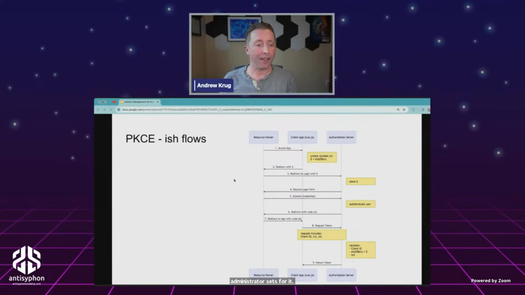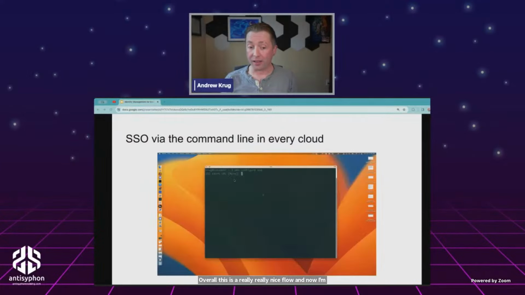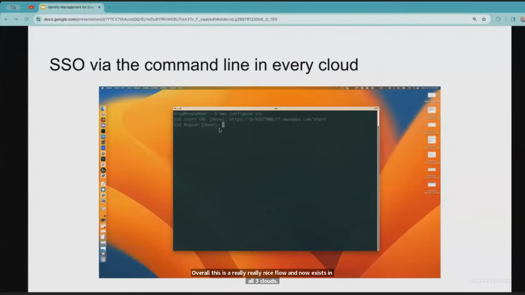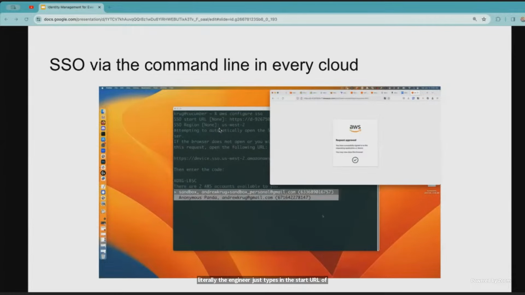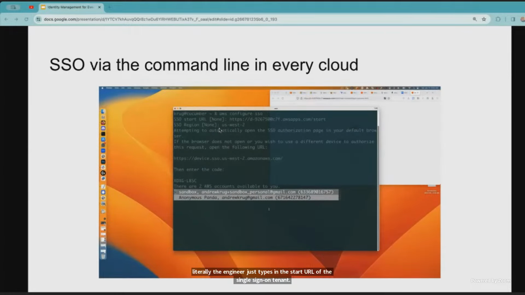And then two, auto expiring, no static credentials on disk. Overall, this is a really, really nice flow that now exists in all three clouds. So what you're looking at on screen here is actually an example of using SSO on the command line for AWS, where literally the engineer just types in the start URL of the single sign-on tenant, types in a region, it pops open a browser.